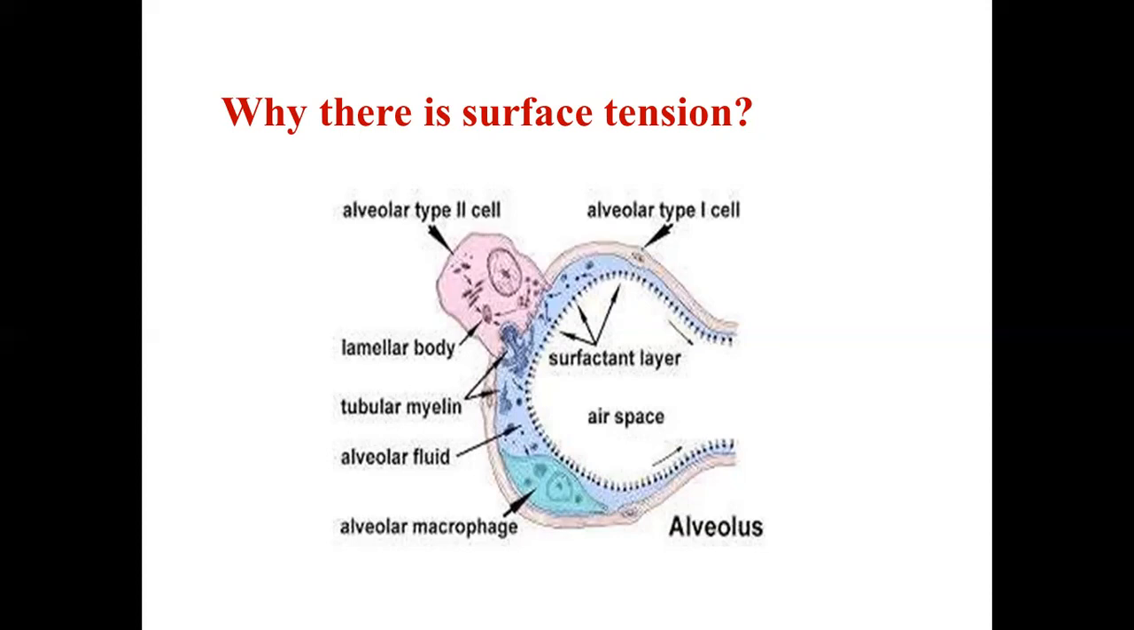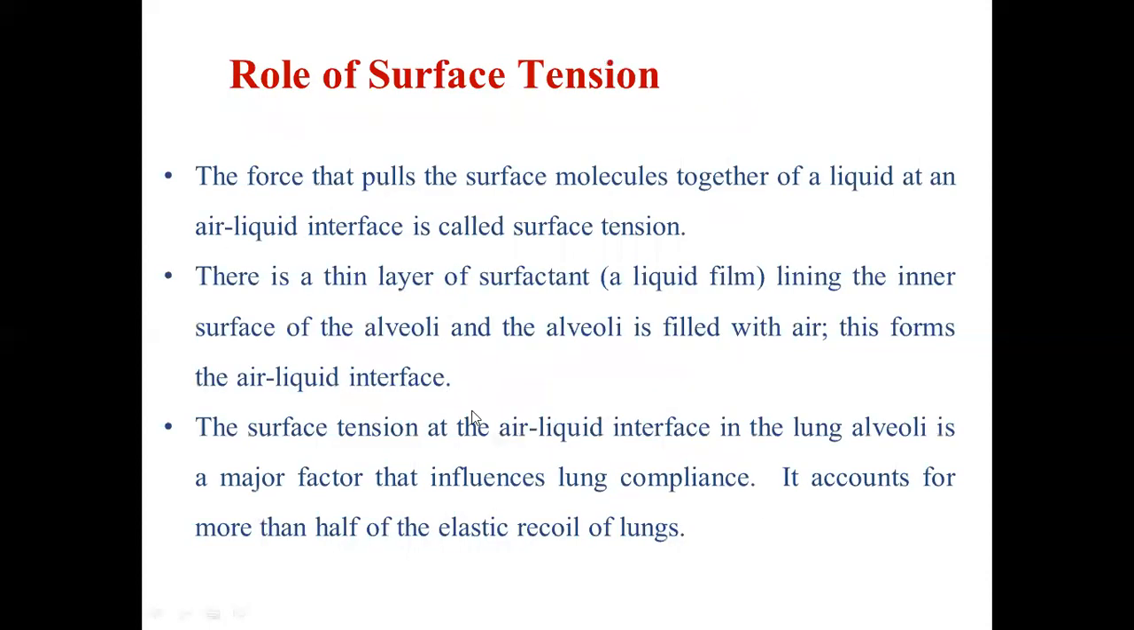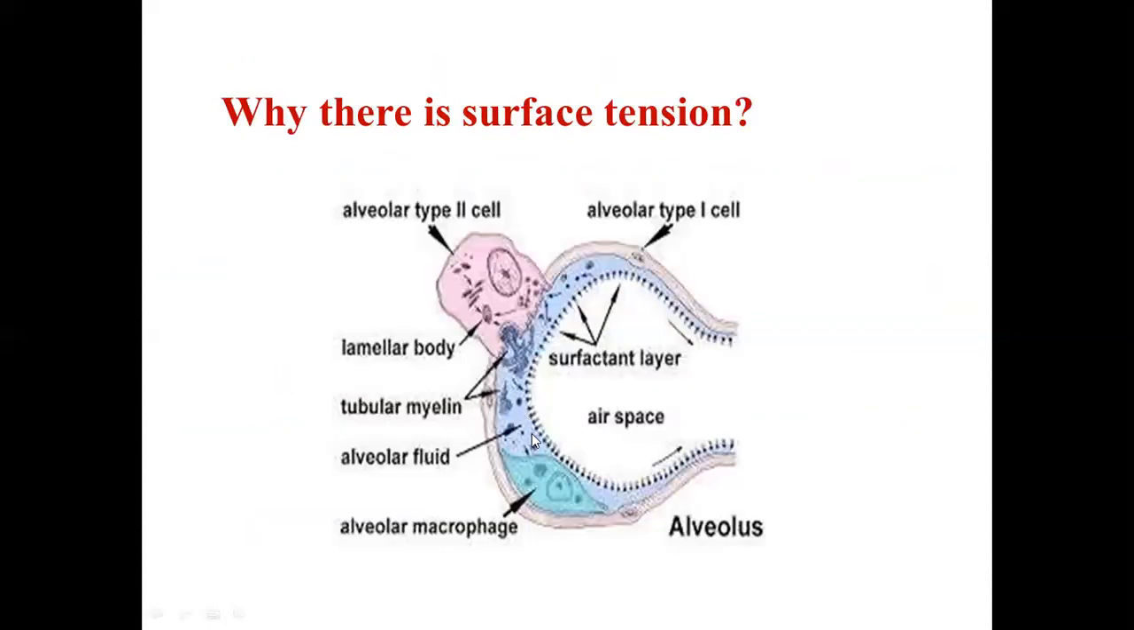This is the structure of a normal alveolus, which has an interface. Inside the alveolus we have the air, and the alveolar fluid is lining the inside of the alveoli. It is covered by two types of cells, alveolar type 1 cells and type 2 cells. So there is an interface of air and liquid inside the alveoli. Here we can see there is a fluid which is present, and here we have the air. So there is an interface, and due to this interface, surface tension is created. That is the surface tension which we are going to discuss in this session.